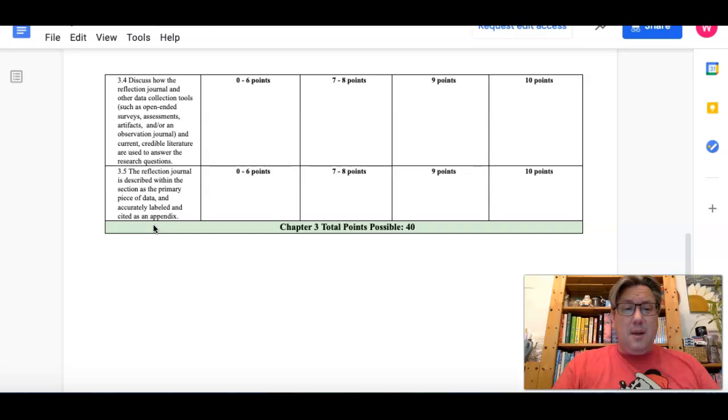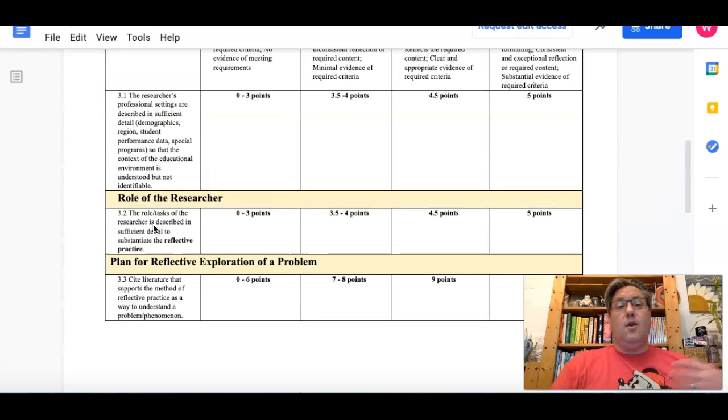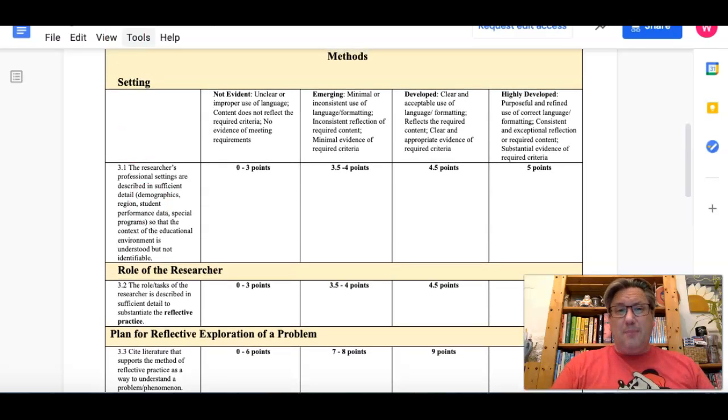And then the last component is the reflection journal is described within the section as the primary piece of data. Now, some of you might be thinking, hey, Will, I'm not remembering about a reflection journal. I shared with you on our live session during week 5 that the reflection journal is at the end of the template, and that's a sort of a week by week in the 605 series that will start in January, or class that will start in January, that you will be recording what you're doing and what you're gaining from it in a reflective manner. So that's the reflection. So these components here are what you definitely want to look at that you're addressing in each of the sections in chapter 3.